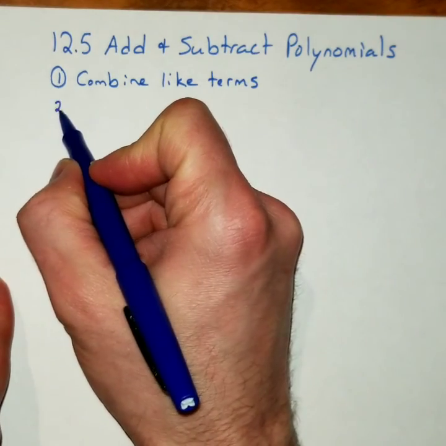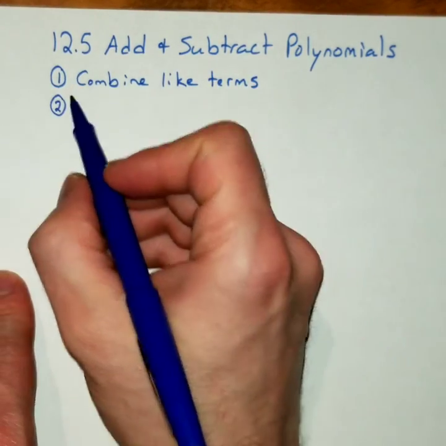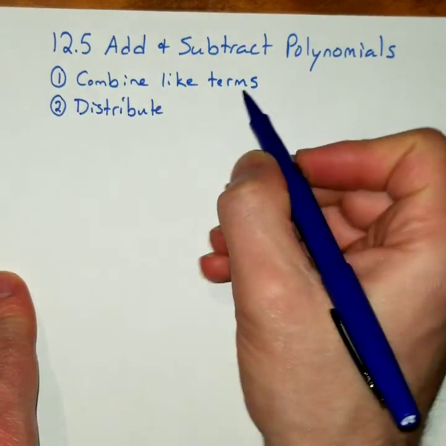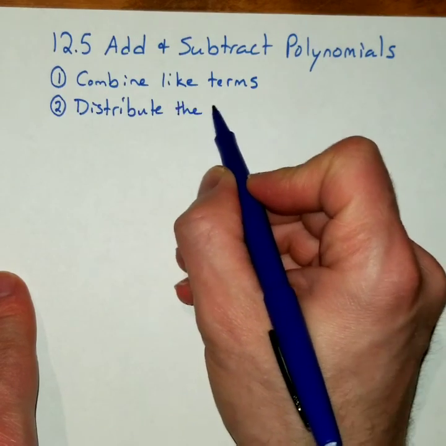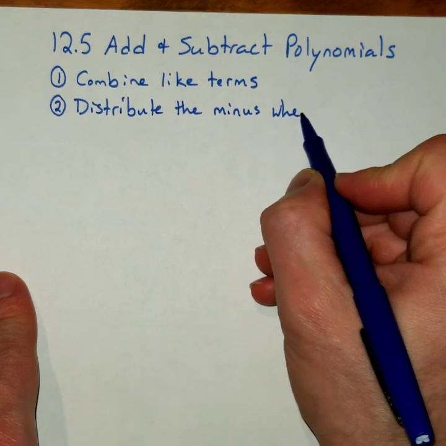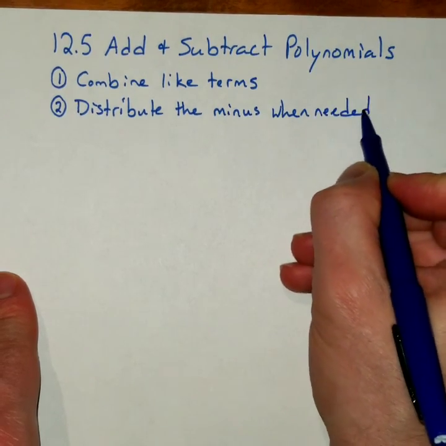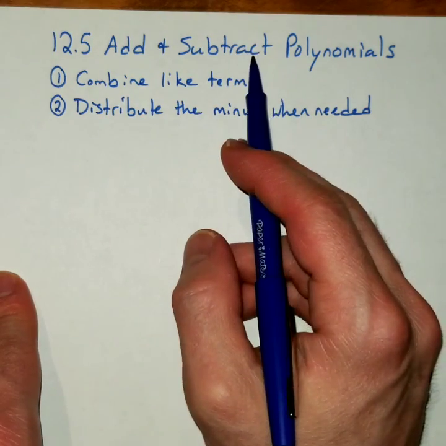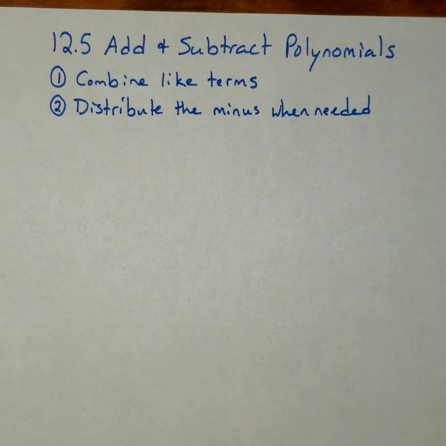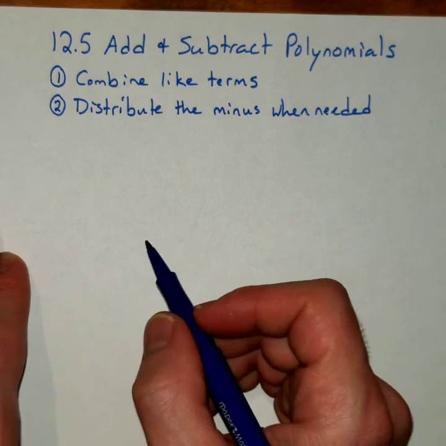The second thing to keep in mind is to distribute the minus when needed. In any of the subtraction problems, you're going to have to do a little bit of distributive property before you start combining your like terms. These are really the only two things to keep in mind. So let's look at some examples.